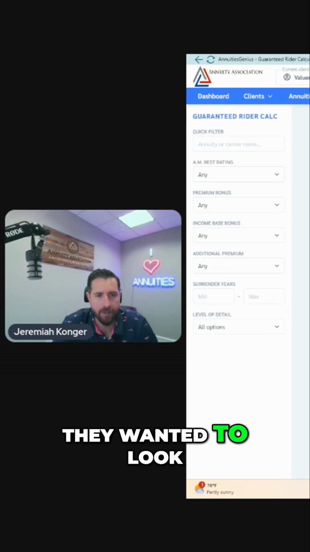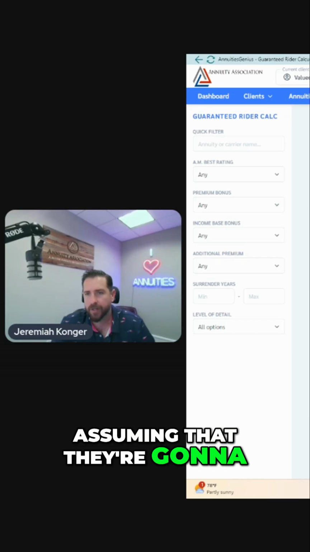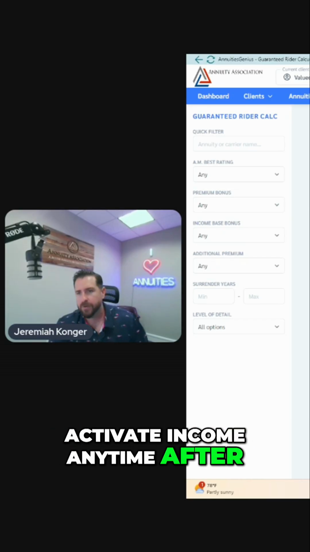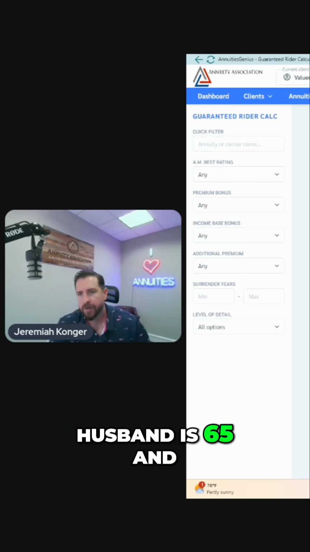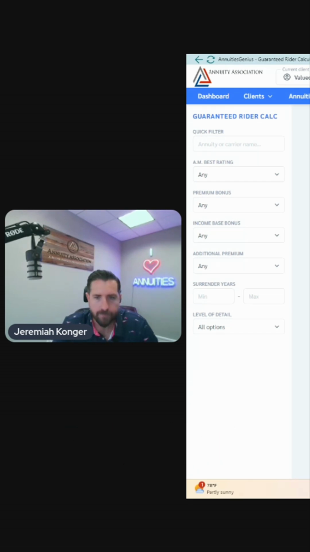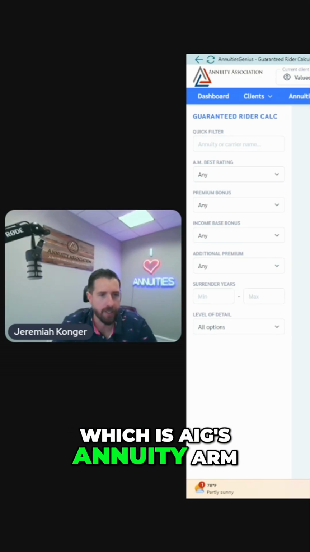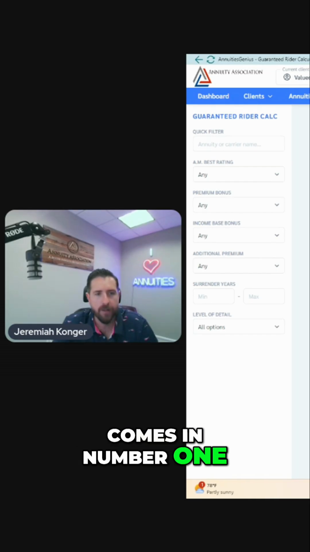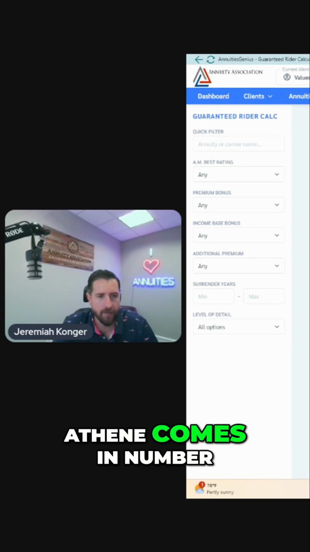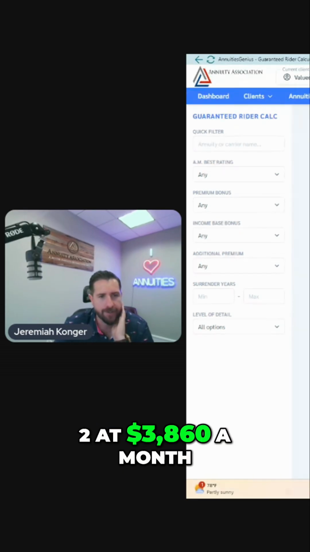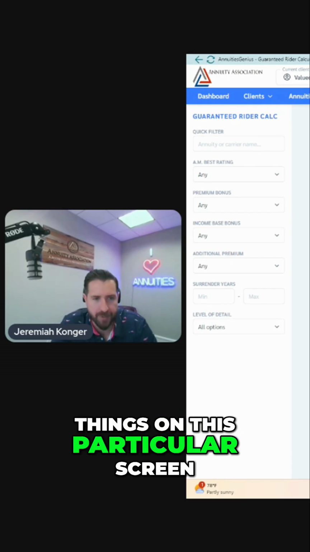So in this case, they wanted to look at 5 years. So we'll just go all the way out to the 5-year mark. And this would be assuming that they're going to activate income anytime after day one of contract year 6, when the husband is 65 and his wife is 63. So you'll see in this example, Corebridge Financial, which is AIG's annuity arm, comes in number 1 at $4,038 a month. And then you'll see Athene comes in number 2 at $3,860 a month. Now you see there's a bunch of different things on this particular screen.